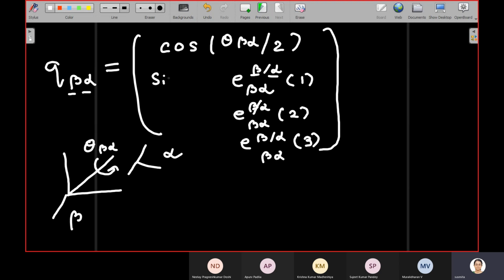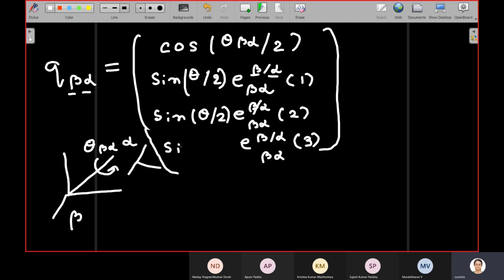And then here sine theta by 2. I'm dropping the subscript, okay? Sine theta by 2. Theta by 2. This is a quaternion attitude, okay?